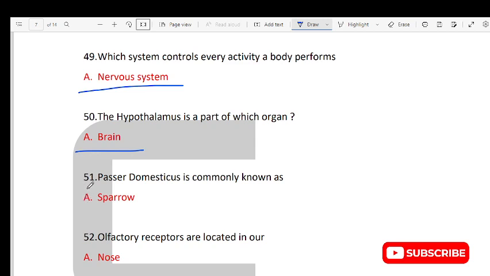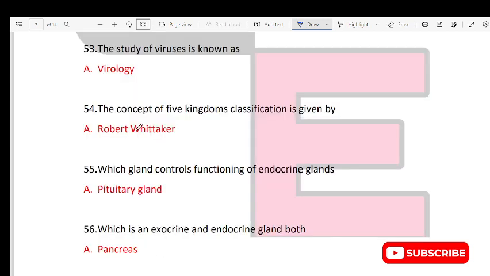Answer: brain. Let's continue. Question number 51. Passer domesticus is commonly known as? Answer: sparrow. Question number 52. Olfactory receptors are located in our? Answer: nose. Question number 53. The study of viruses is known as virology.